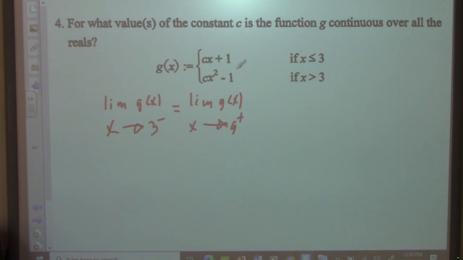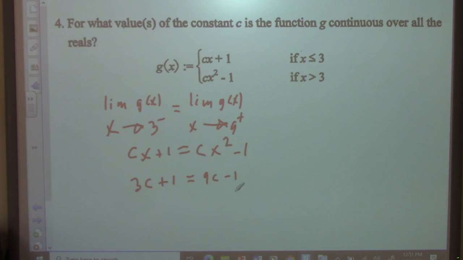And so what do you put in here for this? What's the left side one? Okay, it's going to be cx plus 1, right? Equals, and I'm going to put a question mark, because you're going to figure out what it's going to have to be, excuse me. Then you put cx squared minus 1. So what do you do next? What do you plug in for x? Plug in 3. So we have on the left 3c plus 1 equals, that's going to be 3 squared, 9c minus 1.